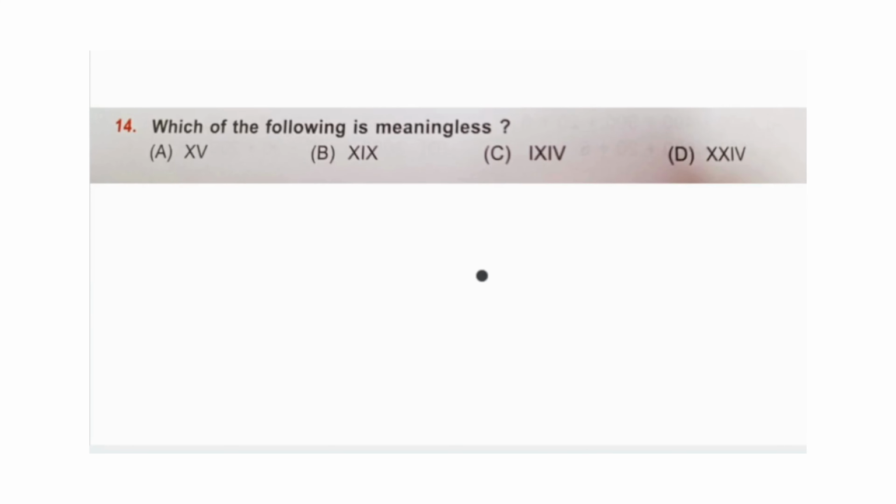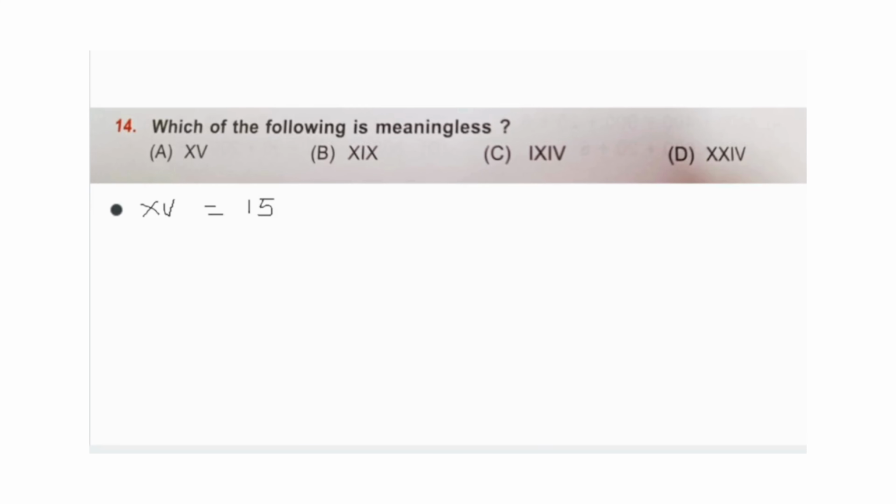Let's look at the next question, which is question number 14 of number sense, mathematical reasoning. The question reads: which of the following is meaningless. All four options are in Roman numerals, so first we need to convert Roman numerals into numericals. Let's start with option A, which is XV. X represents 10 and V represents 5. So the value of XV is going to be 15, which is otherwise written as 10 plus 5.